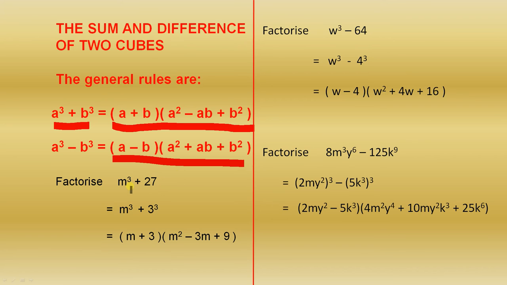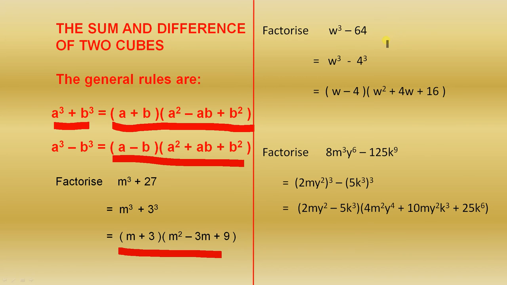We're factorising m cubed plus 27, which is m cubed plus 3 cubed. Now here, a is the same as m, and b is the same as 3. So you just follow this rule here, and we have m plus 3, which is like a plus b. The a squared, that's m squared, minus ab is minus 3m, there, and b squared is 3 squared, which is 9. So that's the answer.